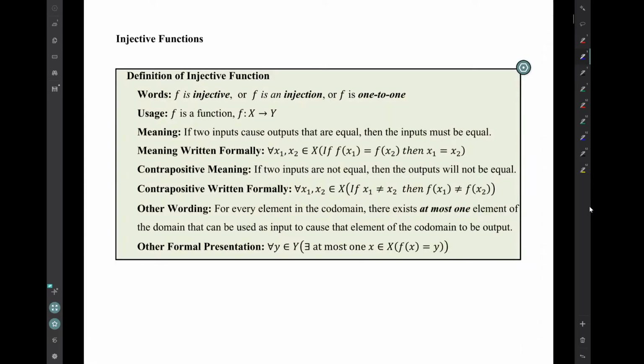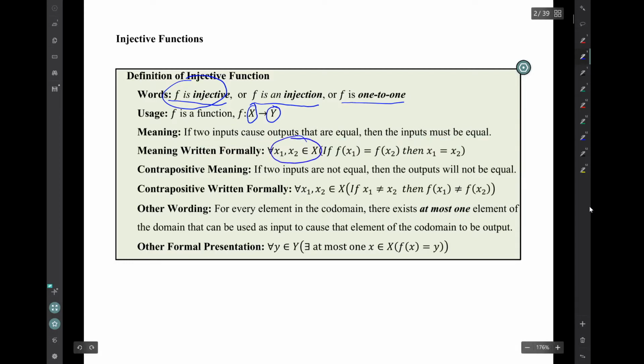So first, we'll talk about injective functions. The words f is injective, or f is an injection, or f is one-to-one are used in the following situation. We have a function f that has a domain that's some set X and a codomain that's some set Y. And what these words mean is this. If two inputs cause outputs that are equal, then the inputs must be equal. So written formally, that would be this.